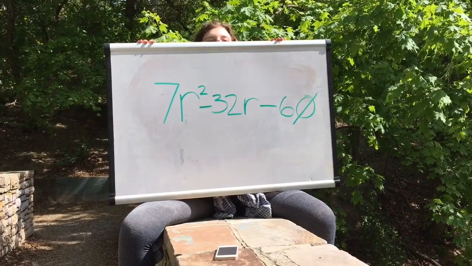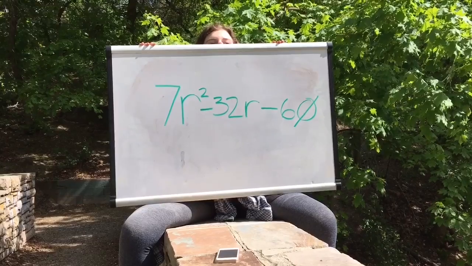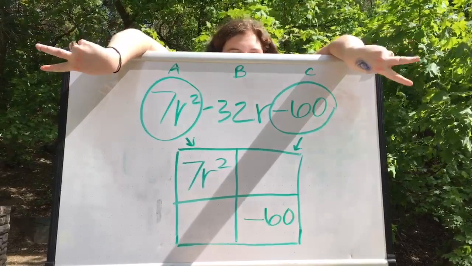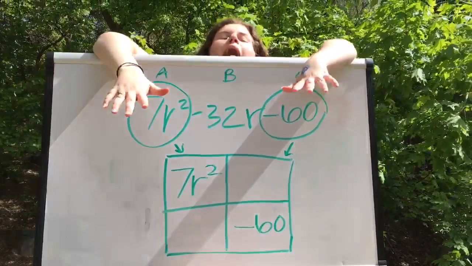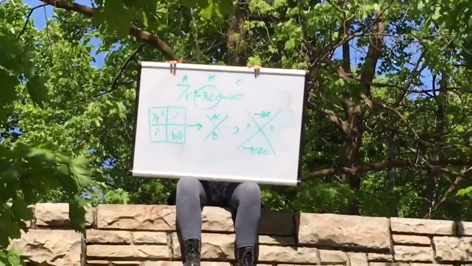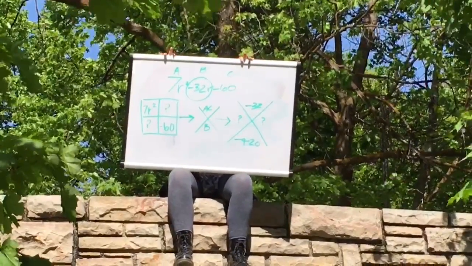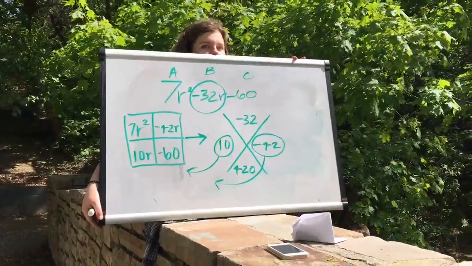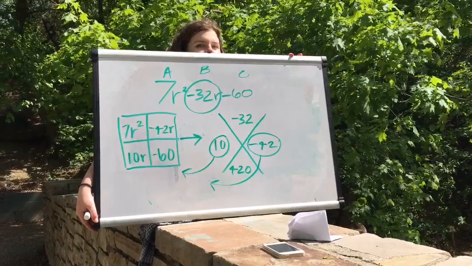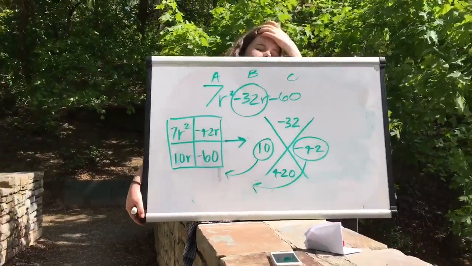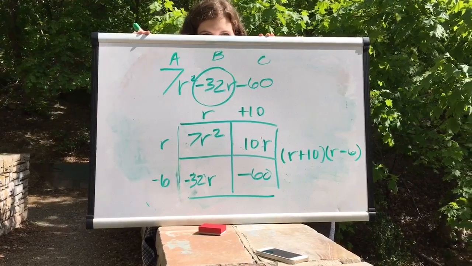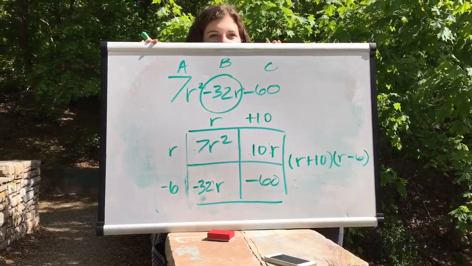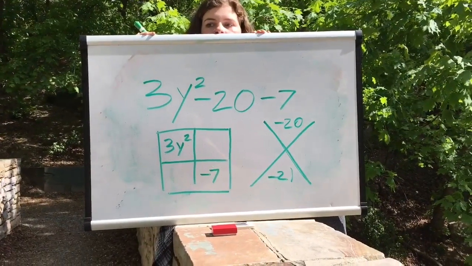The next equation is 7r squared minus 32r minus 60. Okay, so you're going to make your box and put a and c in the corners like before. Then you're going to take b and a times c and make an x diagram, and you're going to solve it. After you figure that 10 and negative 42 are your numbers, you're going to put them in the remaining spots in your box. Then you're going to take r out of 7r squared and 10 out of 10r, and so forth.